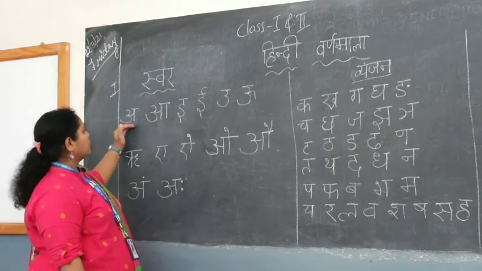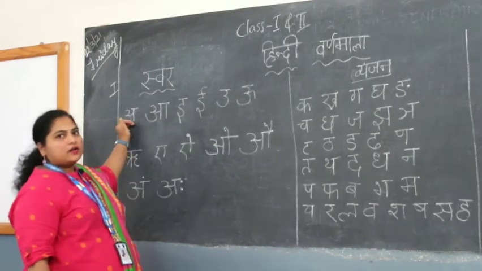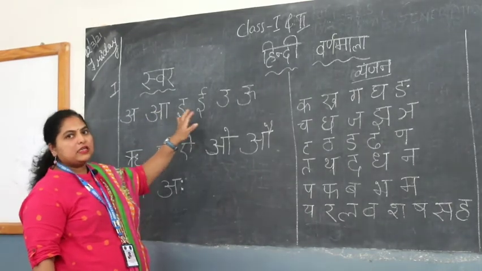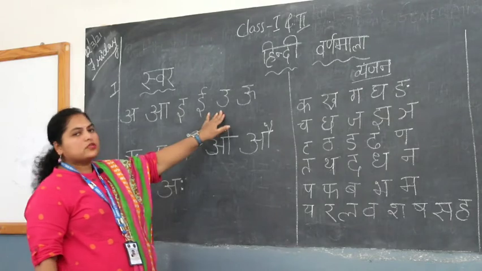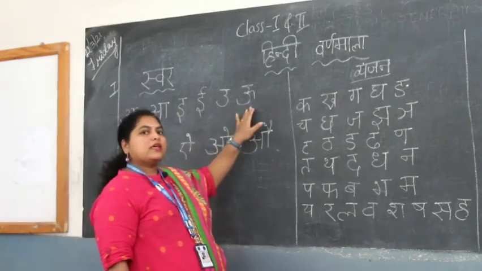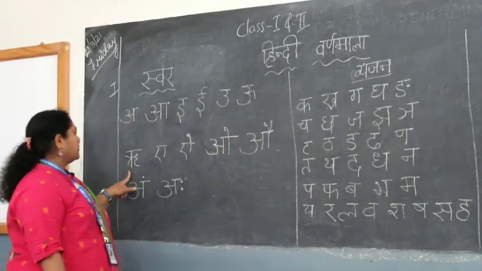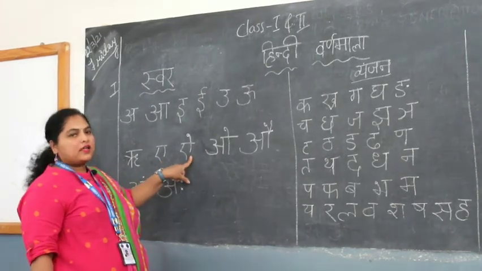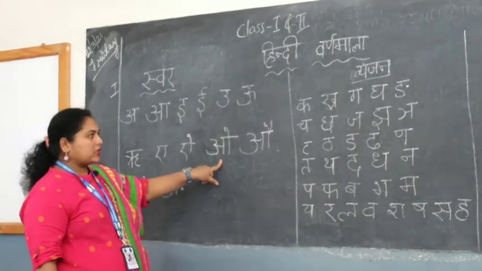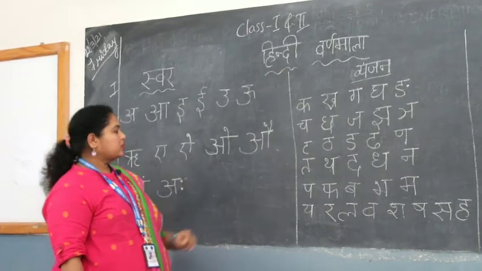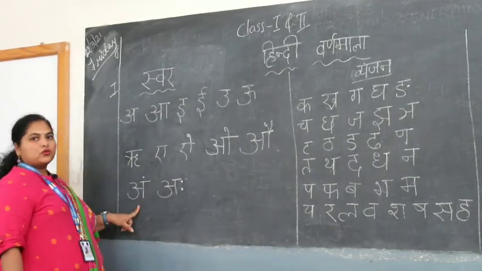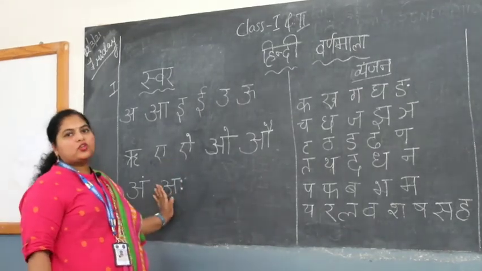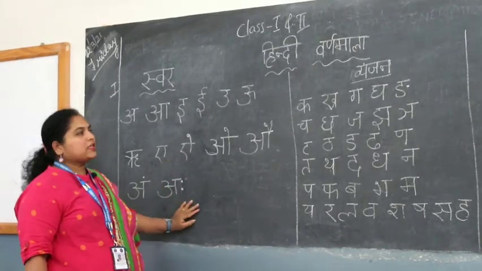Like a says anar, aa says aam, i says imli, ee says eek, u says ullu, oo says oon, ri says rishi, e says ek, ai says ainak, o says okhli, au says aurat, am says angur, ah. Okay, so this is what you all learnt in your first Hindi class, right?